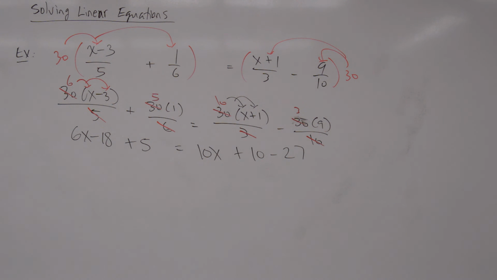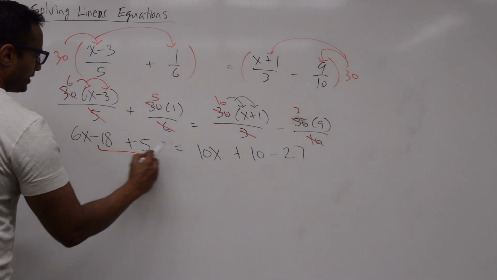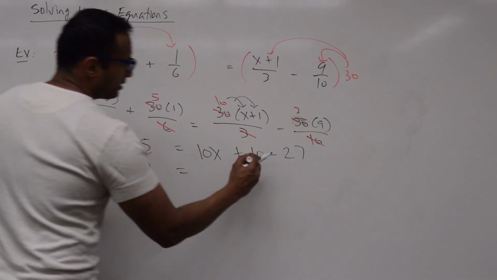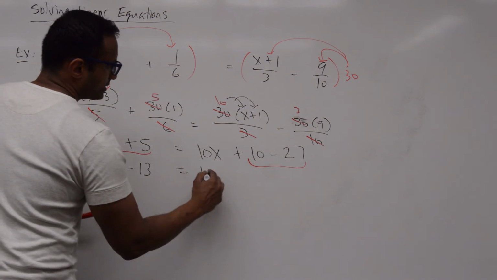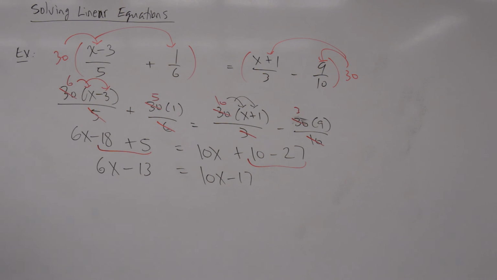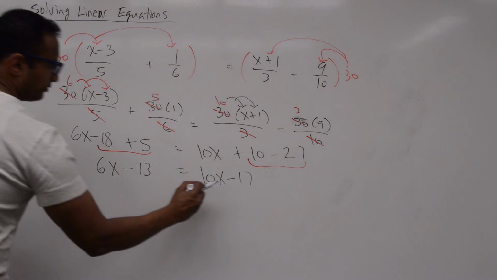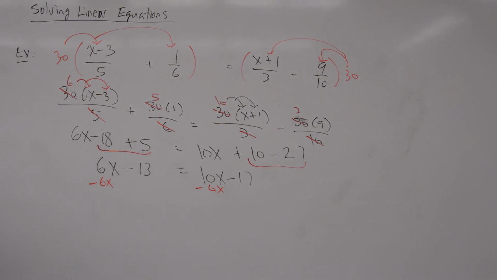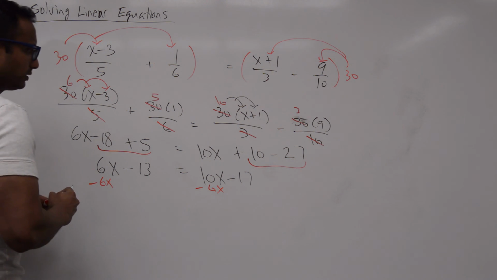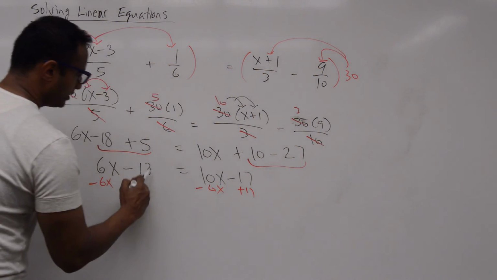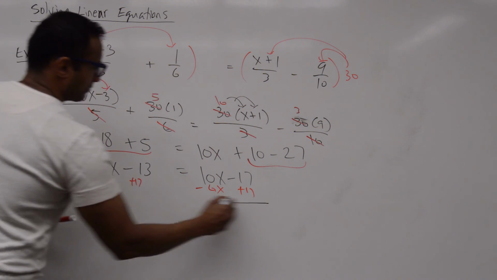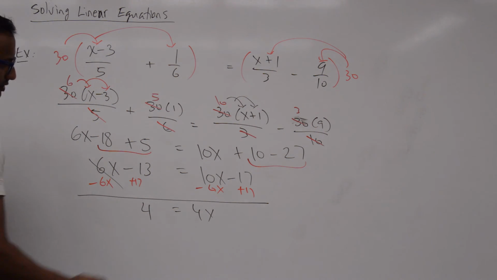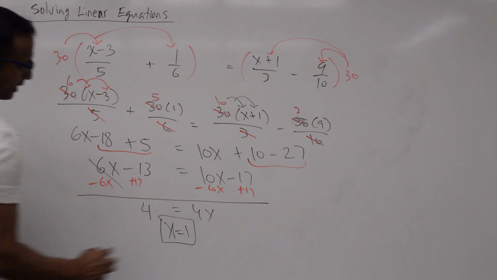We distributed. Now let's combine like terms. On the left side, we've got negative 18 plus 5. So this will give us 6x minus 13. On the right side, we've got 10 minus 27. This will give us 10x minus 17. All the variables have to go on one side, so I'm going to subtract 6x. I just want to keep my x's positive. Then all the constants go on the other side, so I'm going to add 17. If I simplify that, I get 4 equals 4x, which means x equals 1.